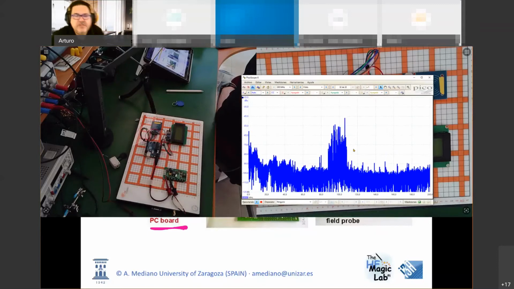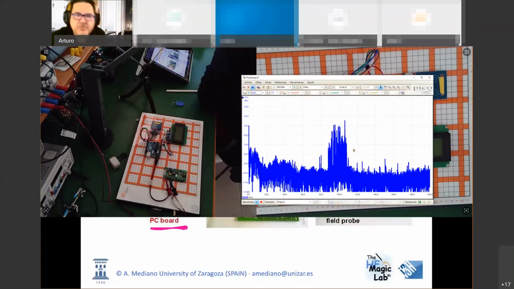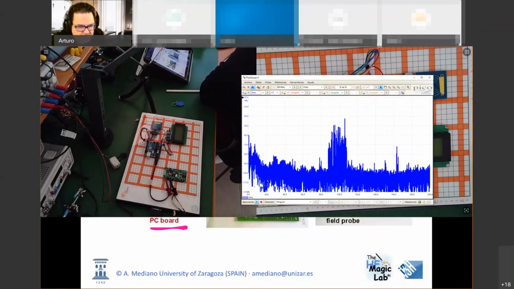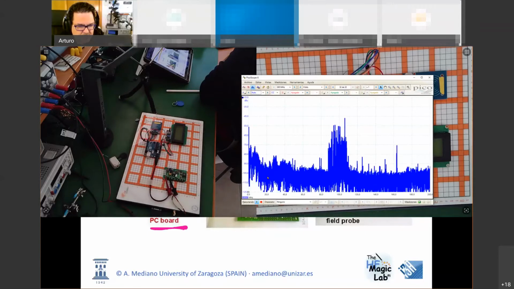Because I am not in a semi-anechoic chamber or in a shielded room, I do not have any kind of shielded system. You can see that this mountain here is around 100 megahertz. This is the FM broadcasting signals in my area, and I have additional signals here.